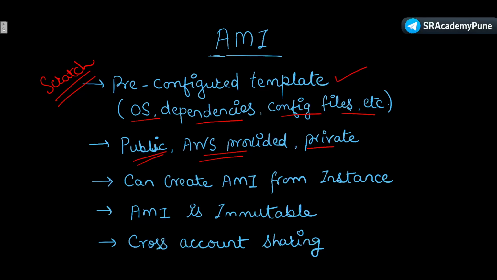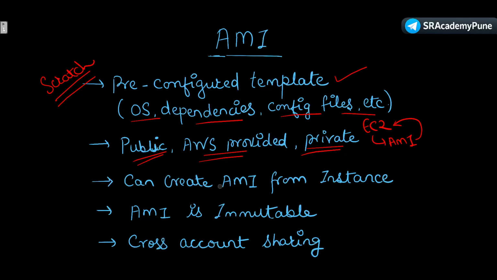Next one is a private AMI. Let's say you create an EC2 instance, you do some configuration and you feel that this configuration is required multiple times. So instead of creating EC2 from scratch every time, you just create an AMI out of it. Using this AMI, you create another EC2 instance. So remember, using an AMI, you can create an EC2, and from an EC2, you can create an AMI. So this is a cyclical process.